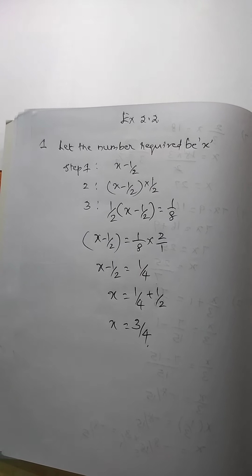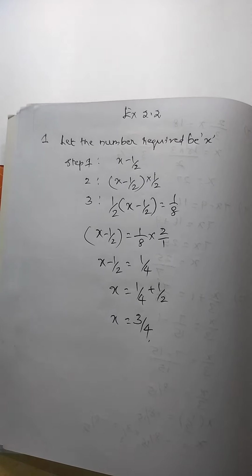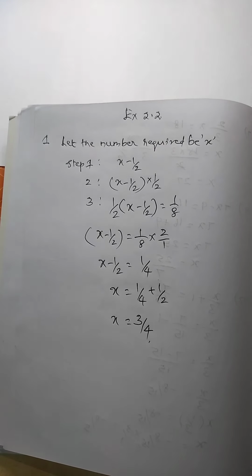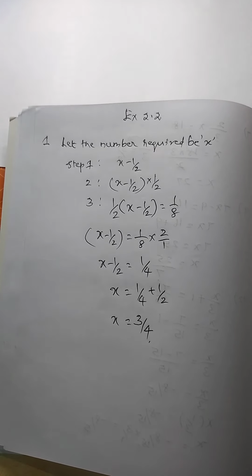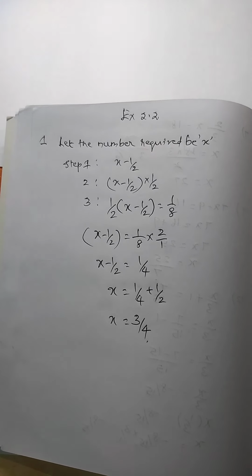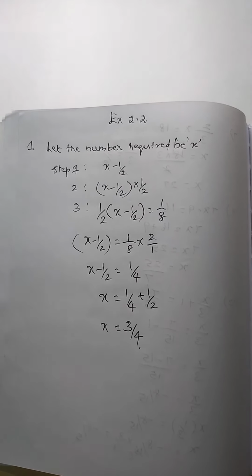Now the second step says to multiply the result by 1 by 2. So you multiply x minus 1 by 2 into 1 by 2. It is given that when you do this, you get the result 1 by 8. So equate it to 1 by 8. So it becomes 1 by 2 times x minus 1 by 2 is equal to 1 by 8. So bring that 1 by 2 to your right.